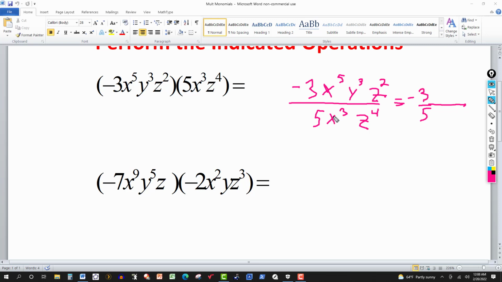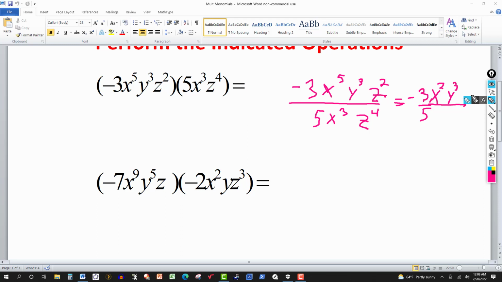X to the 5th over x to the 3rd. So if you were just doing this part here by itself, x to the 5th over x to the 3rd, you'd bring down your base, subtract the exponent. So it's 5 minus 3, which gives me 2, so that would be a 2 there. And then y to the 3rd, there's no y over here to cancel, so this is just going to stay y to the 3rd.